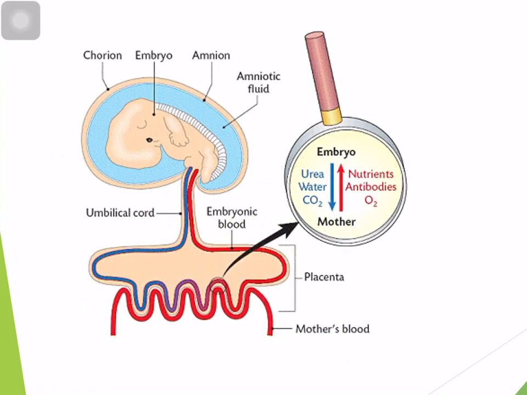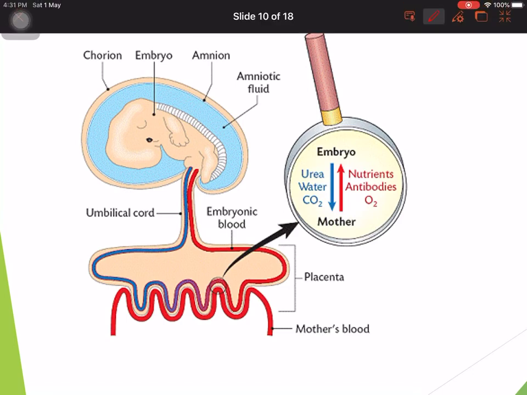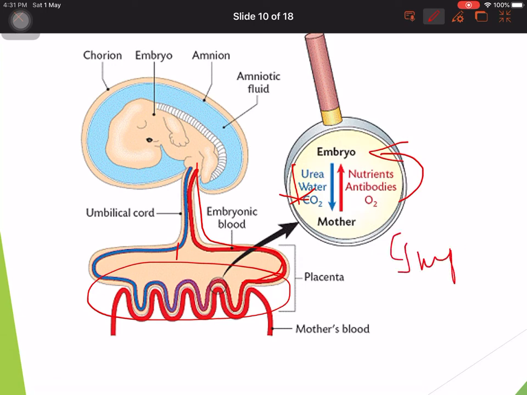Now this is how the exchange is actually taking place, and this will help you to understand how the embryo is getting nourishment from the mother. So this is the umbilical cord, shown in blue color, and then the exchange, after the exchange it is going inside the embryo. So you can see urea, water and CO2 which are transferred to the mother, and nutrients, antibodies and oxygen are transferred from mother to the embryo. So this is a very important diagram which will help you to understand how the placenta is helping in the exchange of different things.